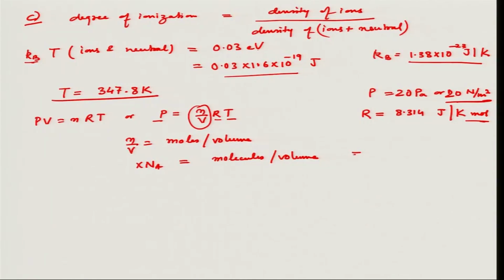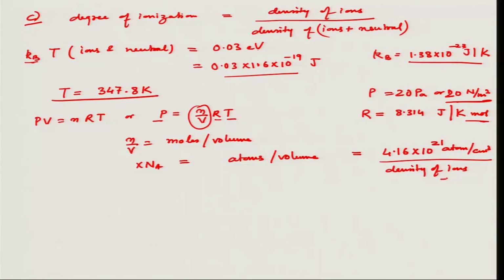Upon solving, it comes out to be 4.16 times 10 to power 21 atoms per centimeter cube. Let us use atoms here also. So, this is the total number of ions and neutrals. So, this is the density of ions plus neutral species in plasma.